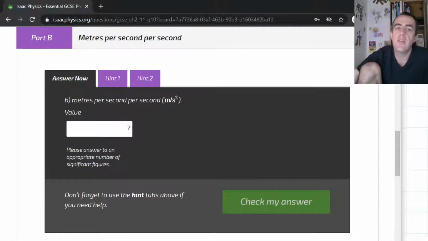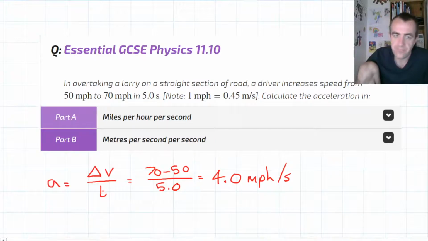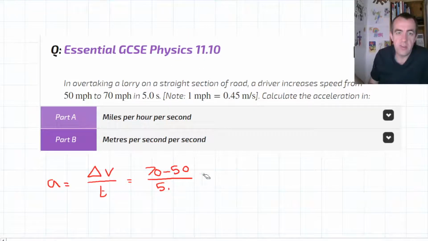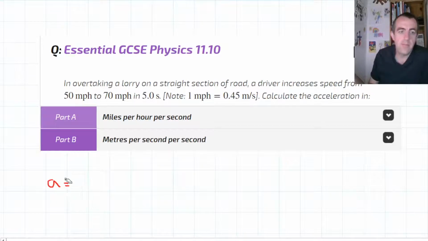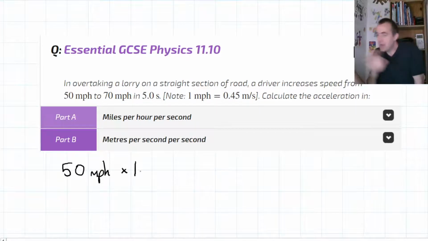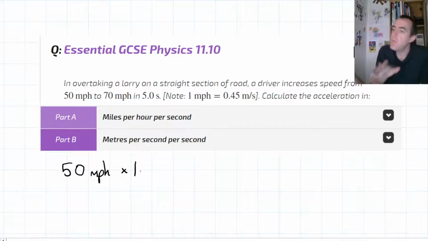So we're going to have to do some conversions now. Fortunately, we are told what the conversion is. So let me teach you how to do conversions. Let's get rid of all this. We don't need this for now. Let's first of all convert 50 miles per hour. Now, this is going to sound odd, but let's go with it. If I multiply that by 1, it doesn't change. I hope you agree with that.